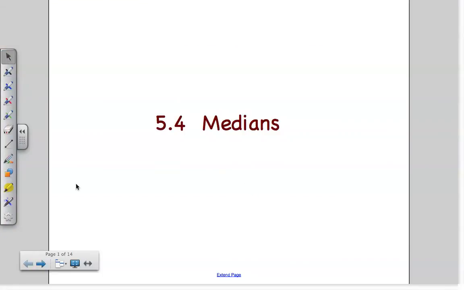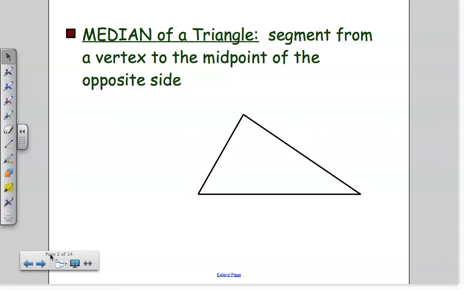In section 5.4, we're going to be looking at medians of triangles. So what is a median of a triangle? A median goes from a vertex to the midpoint of the opposite side. So we're looking at line segments that go from a vertex to the midpoint of the opposite side.